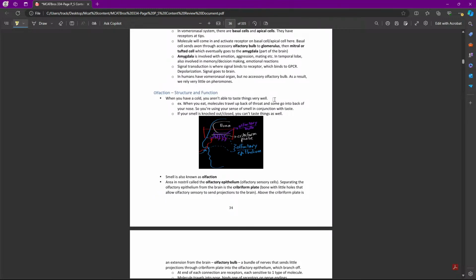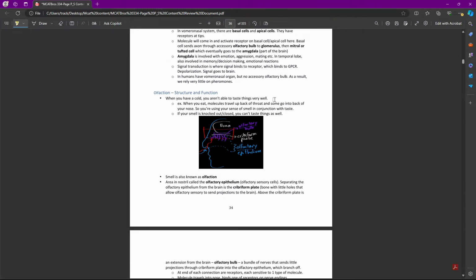So, structure and function of olfaction. When you have a cold, you're not able to taste things very well. When you eat, molecules travel up to the back of the throat and sometimes go back into your nose. You're using the sense of smell in conjunction with taste. If your smell is knocked out, you can't taste things as well.